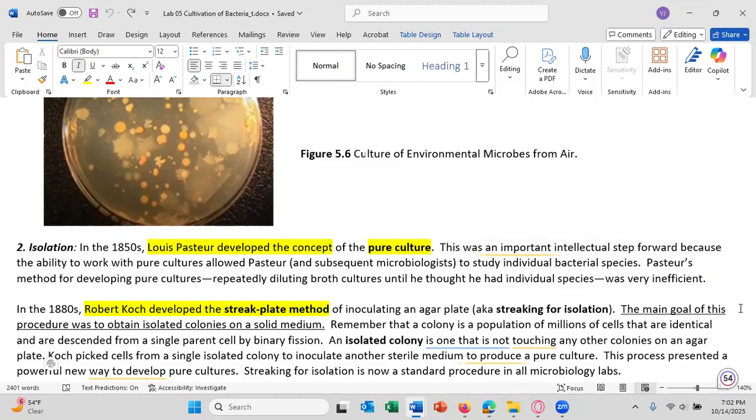If he ever got one tube out of 10 having growth in it, and 9 tubes of this dilution having no growth in it, he correctly surmised that the one tube having growth was likely to be formed by one or a few cells and was likely to be a pure culture. And he was correct, so he was able to isolate pure cultures and study them. It was a very difficult way of getting a pure culture.